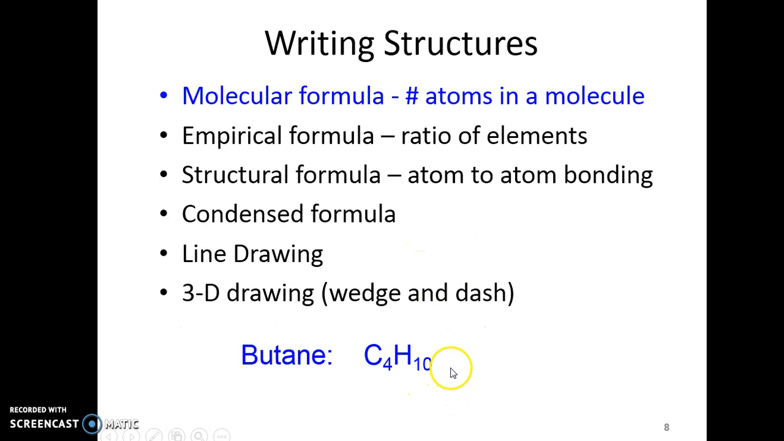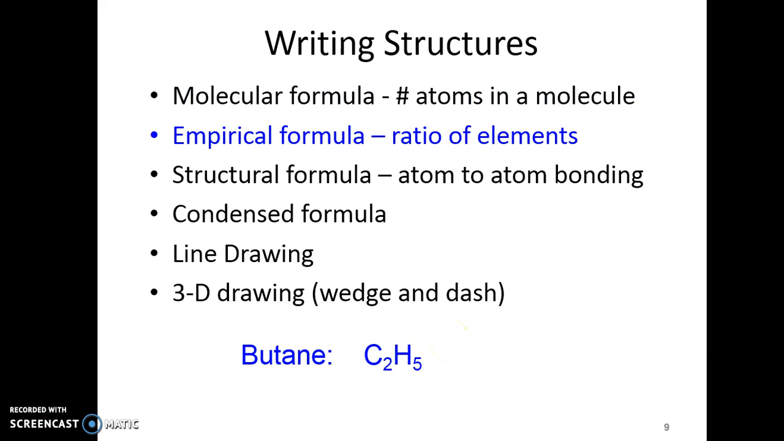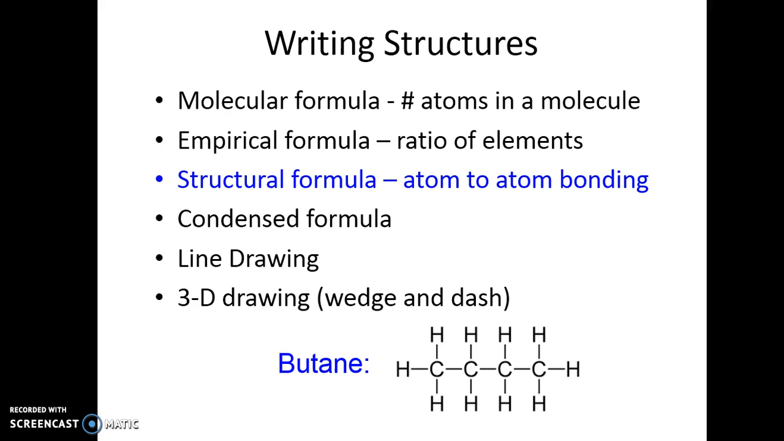Here is the molecular formula of an organic molecule called butane, C4H10. And all it's showing you is that there's 4 carbons and 10 hydrogens in the molecule. An empirical formula simplifies that ratio. 4 to 10 can be simplified down to 2 to 5, and so the ratio of carbon to hydrogen in butane is 2 to 5. The structural formula shows how the atoms are bound to each other. So if we look at butane, we can see there are 4 carbons in a row and then hydrogens all around.